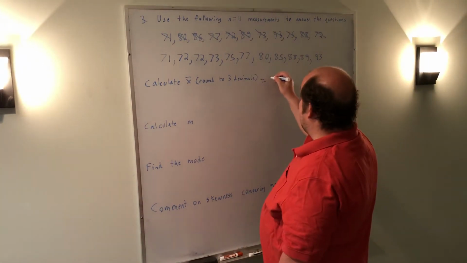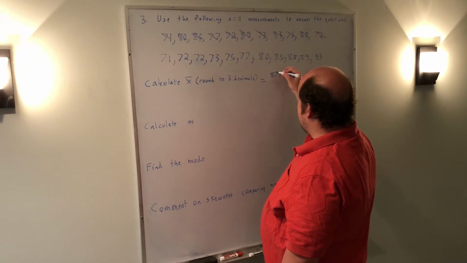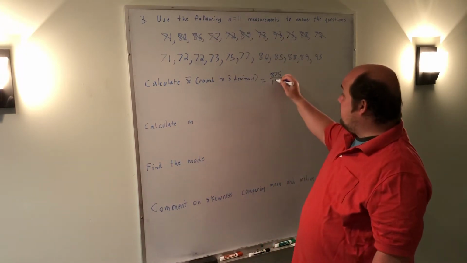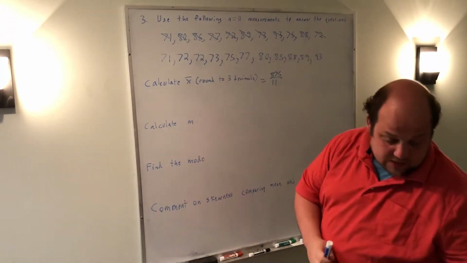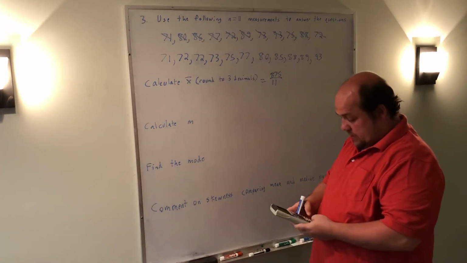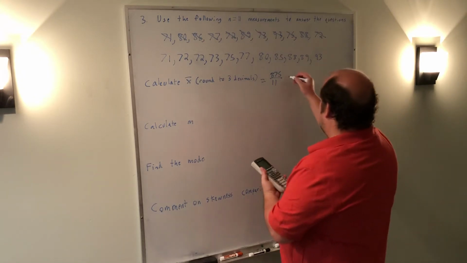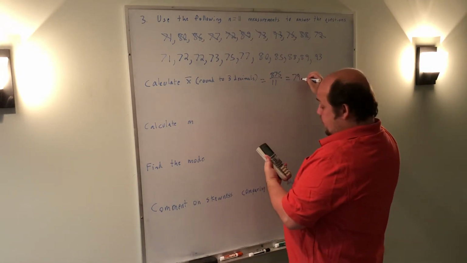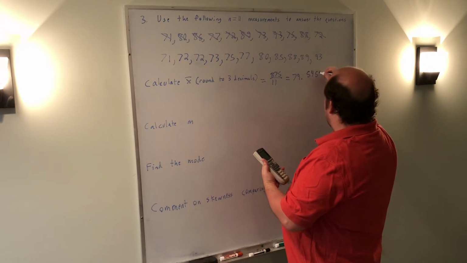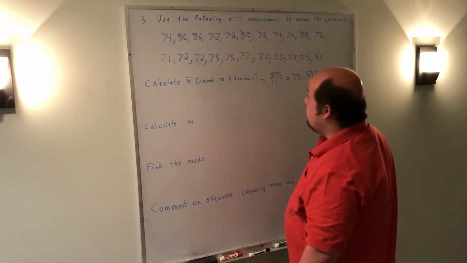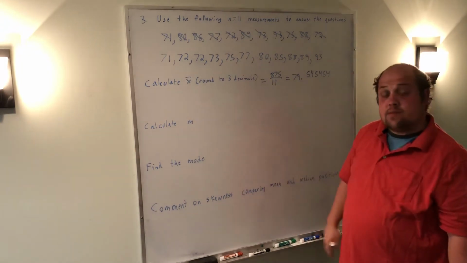So this is going to be 875 divided by the total number of data points, in this case, 11. When I put into my calculator 875 divided by 11, I get an answer of 79.545454, repeating forever. But what it asked me was to round to 3 decimal places.